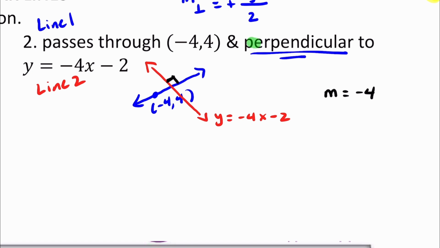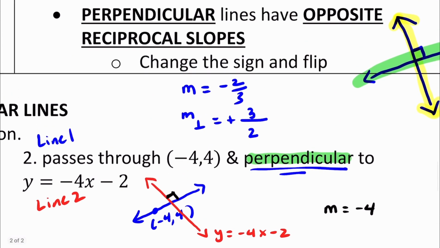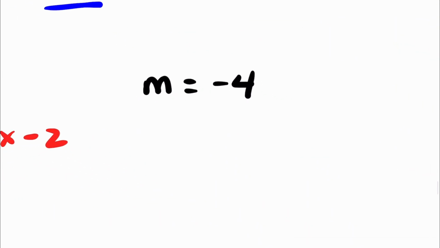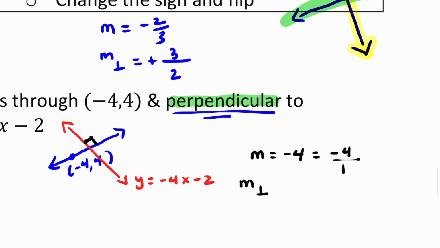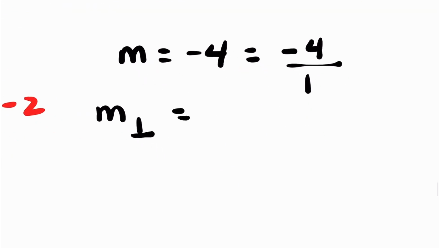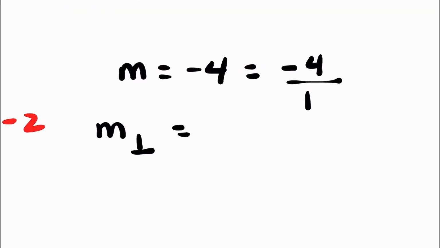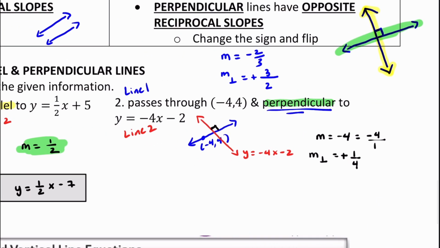However, the key word here is perpendicular, which means you're going to change the sign and flip the fraction. Well, if m is equal to negative 4, I can go ahead and rewrite that as negative 4 over 1. The perpendicular slope, however, again, you need to change the sign and flip the fraction. Well, the original has a negative, so the perpendicular slope should be positive. And now I'm going to go ahead and just swap the places of these two numbers here. So you're going to have positive 1 over 4. That's your perpendicular slope.